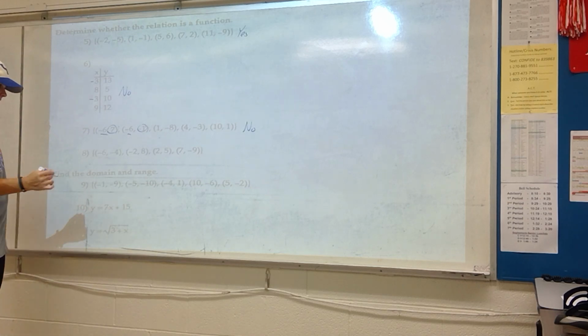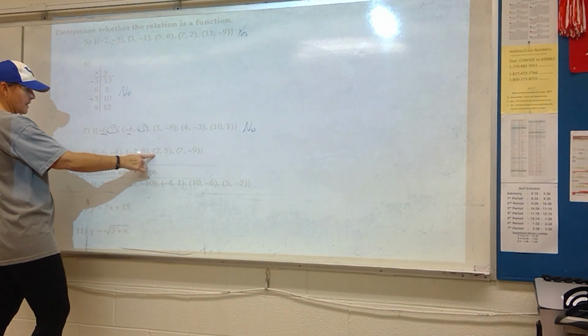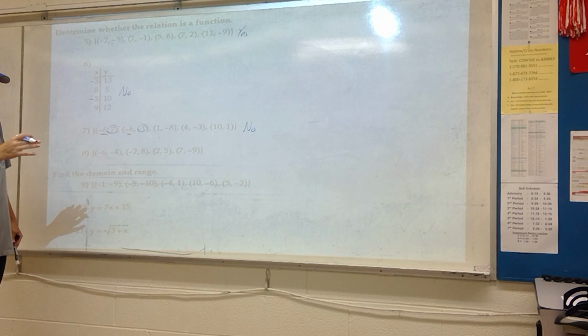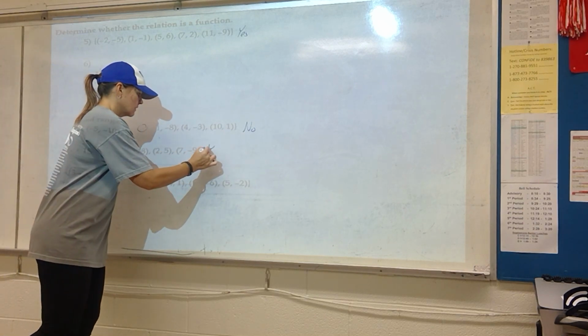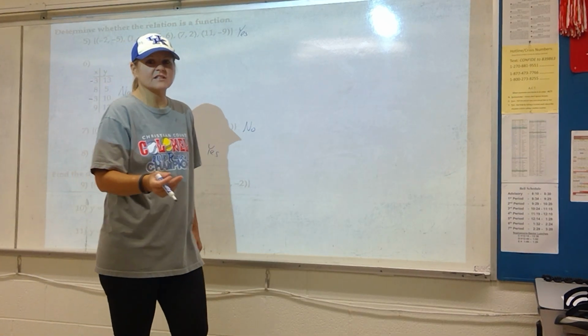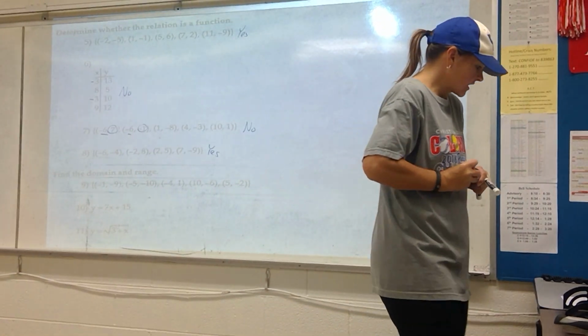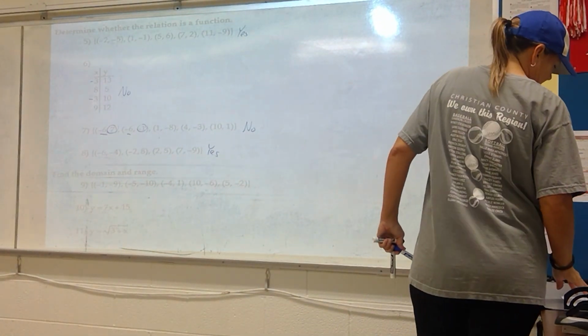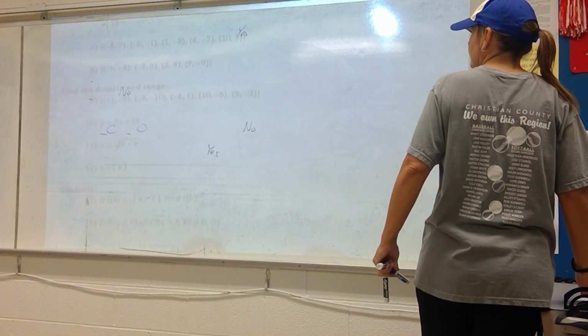And on number 8, you have a -6, a -2, a +2, a 7. All the x's are different, so it is a function. It would also pass the vertical line test if you were to graph any of those. Pretty easy section as well. Jump down to numbers 9 through 12.